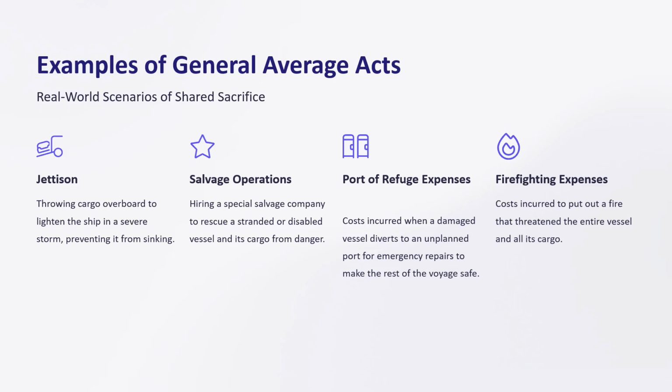Next is salvage operations. If a ship becomes stranded or disabled at sea, then a specialist salvage company is called in to rescue it and its cargo. The cost of that rescue operation can be declared as general average. Next is port of refuge expenses. If a ship suffers damage during a voyage and has to make an unplanned stop at a port of refuge for emergency repairs to continue its journey safely, the costs incurred at that port, like port fees, unloading, storage, and reloading, can be a part of the general average.